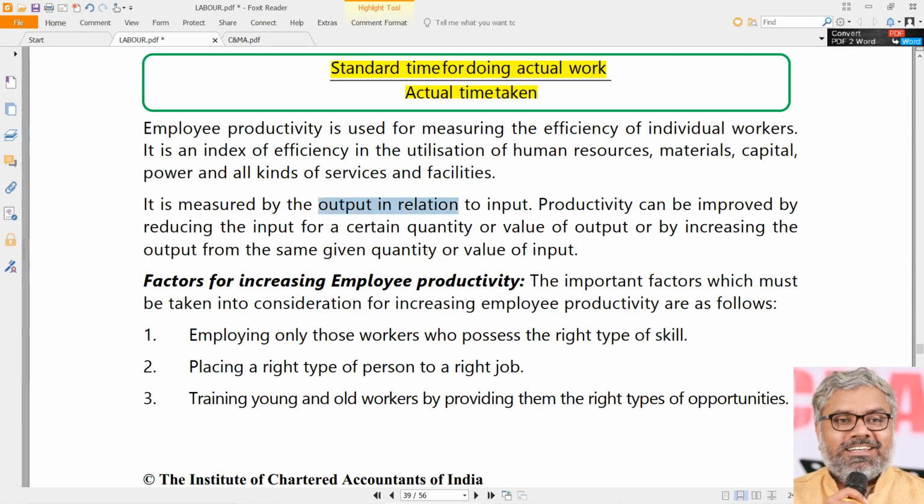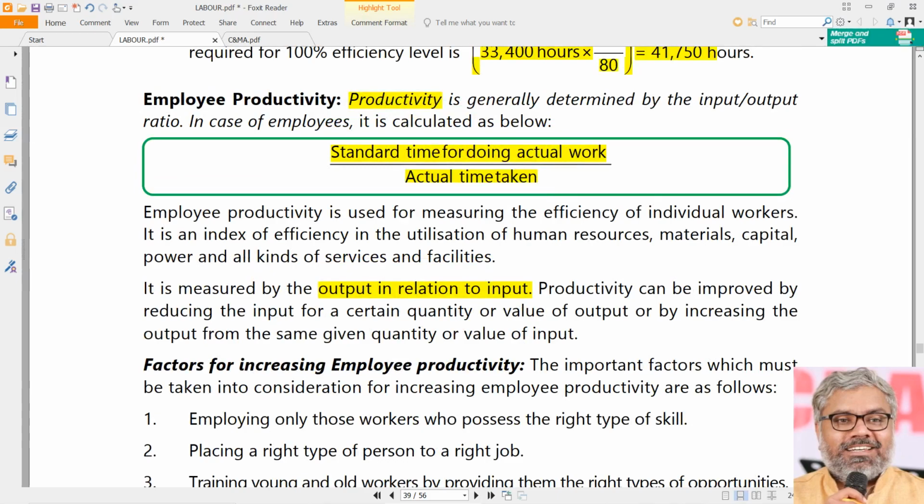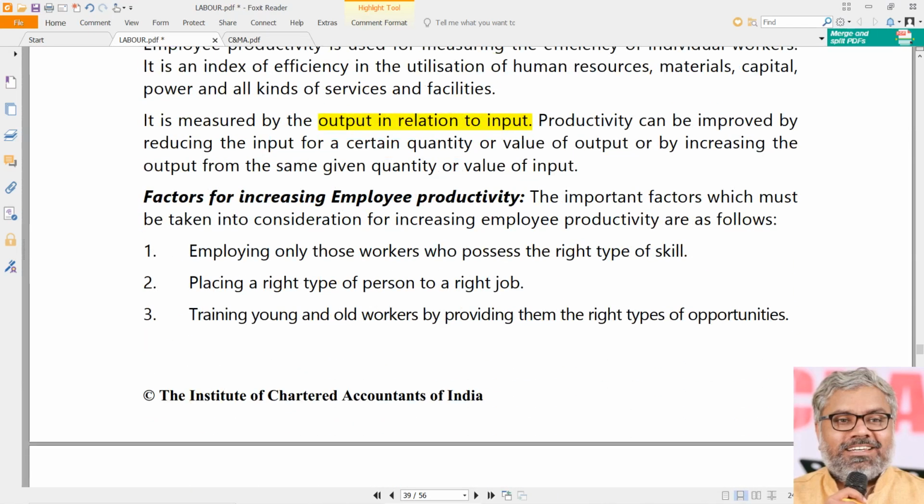So simply productivity can be taken as output by input. This is from units point of view. This is from time point of view. The earlier formula was from time point of view. Here, from units point of view, we can take productivity this way also. Output divided by input.